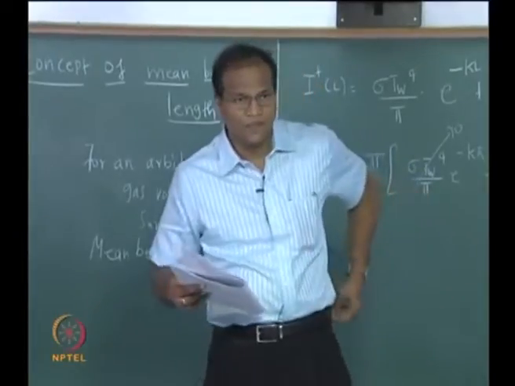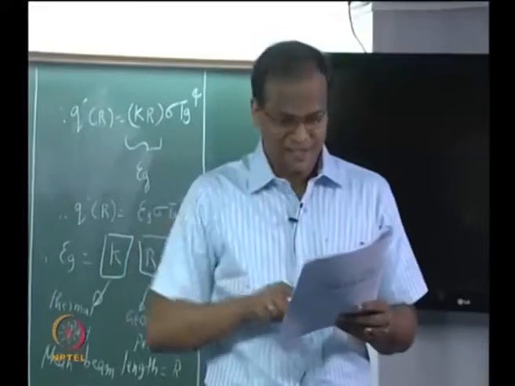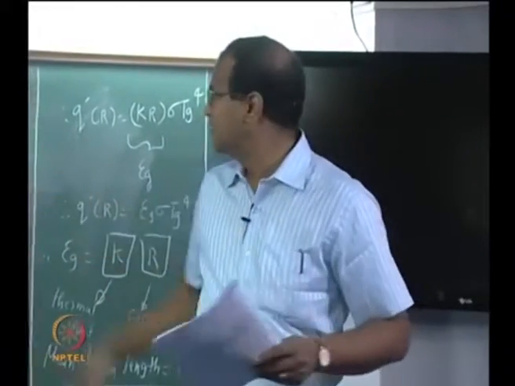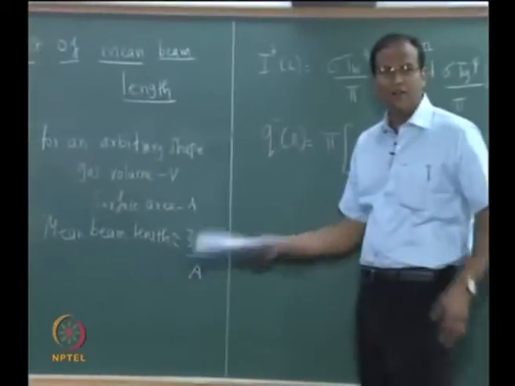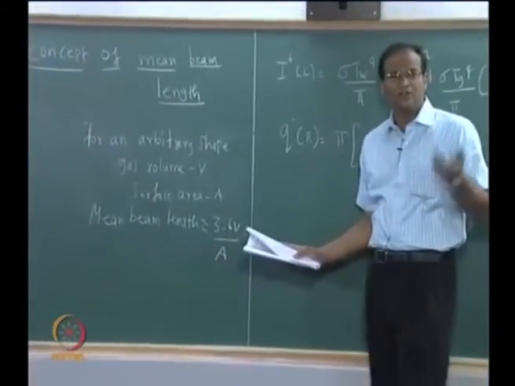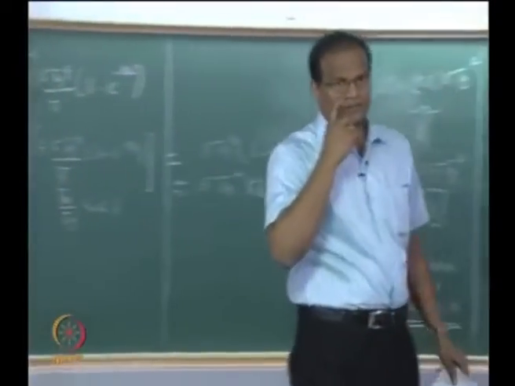If we substitute in 3.6 V by A, it will come 0.6 D. Small differences will be there, but with this 3.6 V by A, don't try to check whether that formula is correct. This is a general formula which is approximate. Mean beam length is approximately this if you do not know anything. For a sphere and other shapes we can calculate exactly, and 0.65 is accurate.